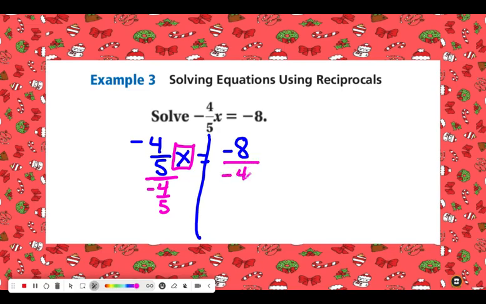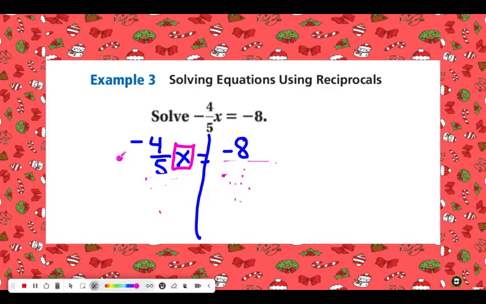Divide by negative 4/5. However, when we divide by a fraction, remember it's keep, change, flip. So the flip is the reciprocal. So negative 4/5 is going to end up being flipped anyway. So let me erase this. And then we will just go right to the reciprocal. If you can understand that, it'll make life a lot easier for when you get to upper level math.